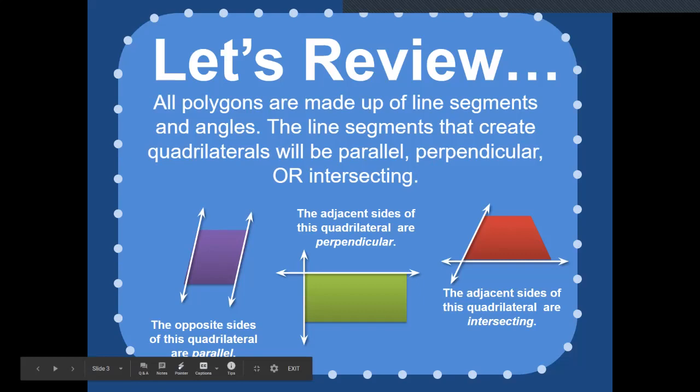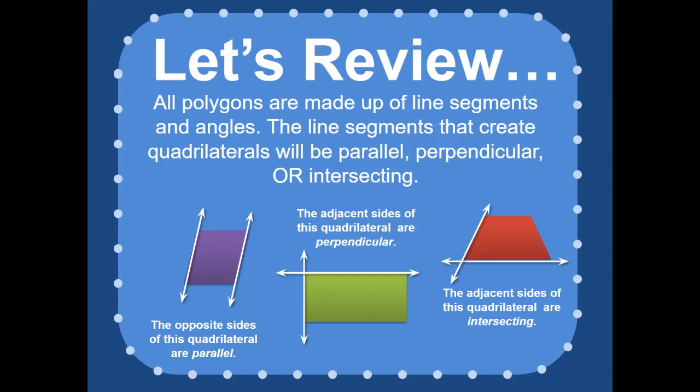Parallel lines. The opposite sides of this quadrilateral are parallel. Parallel means if they kept going and going in either direction, they would never cross over each other. Think of a train track. Those train rails would never cross over each other because think about what would happen to a train if the tracks started to cross over. It would crash.